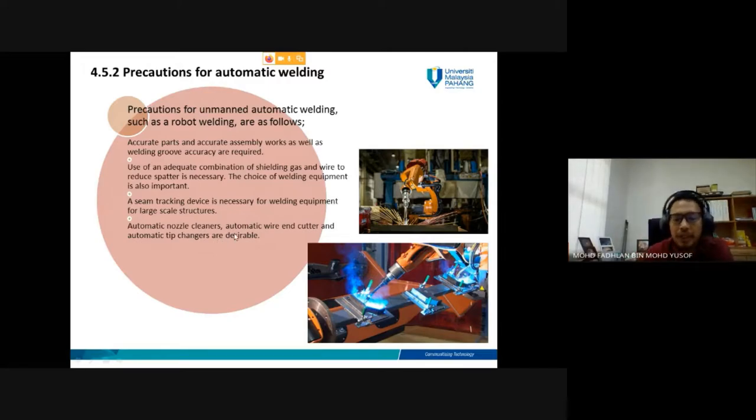This is because everything is not controlled by humans. The robot does whatever we set it to do. That's why we must make sure everything is set in good condition before we start the process.